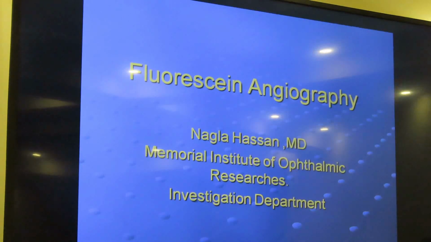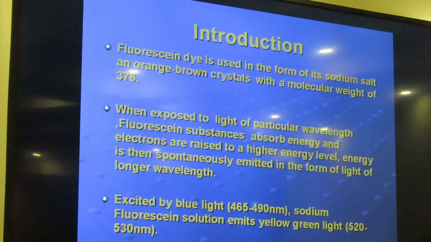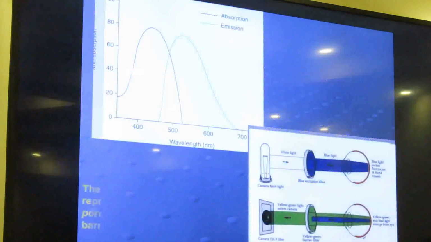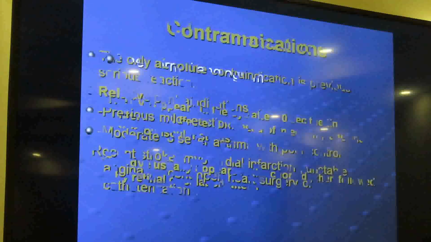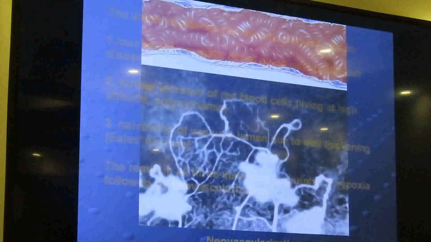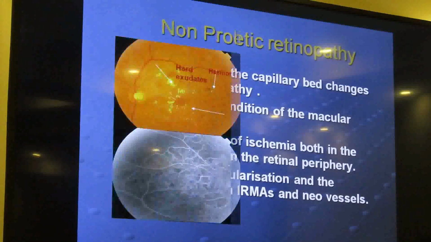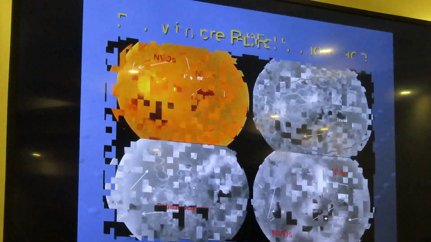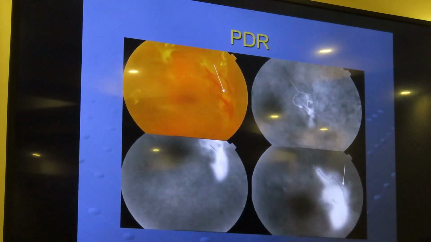We are going to illustrate cases of fluorescein angiography. As Dr. Hanan told us about the basis of fluorescein angiography, we are going to introduce fluorescein angiography in different vascular diseases.